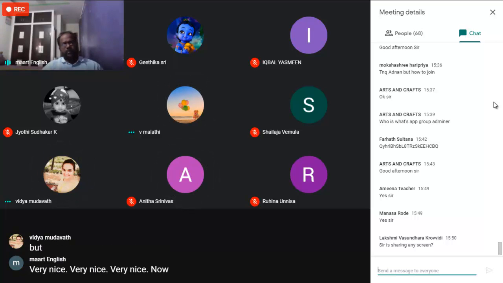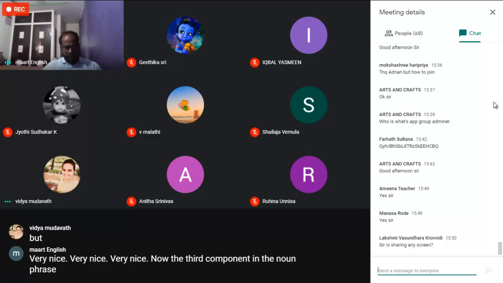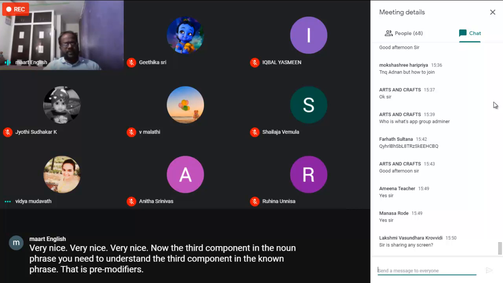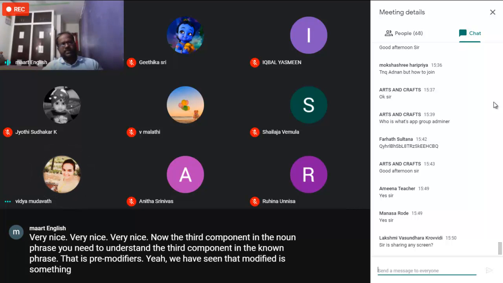Now, you need to understand the third component in the noun phrase, that is pre-modifiers. We have seen that a modifier is something which modifies the noun, which is used to get modification of the noun.